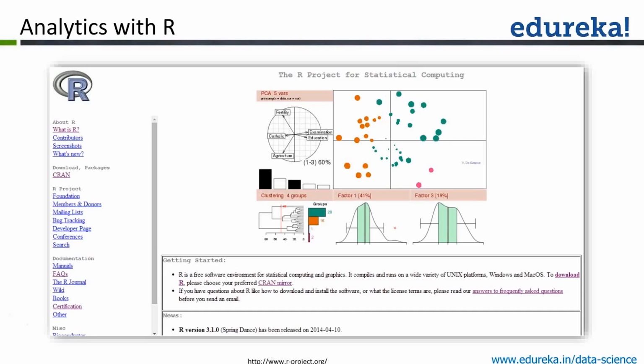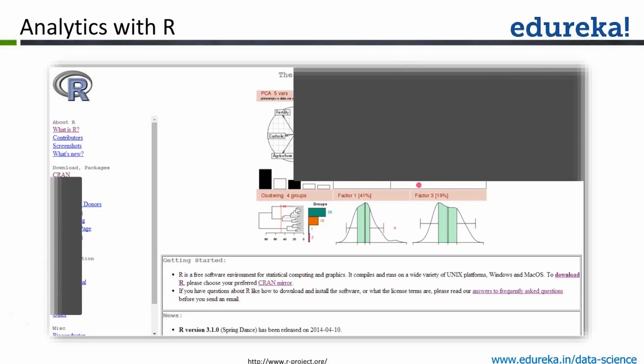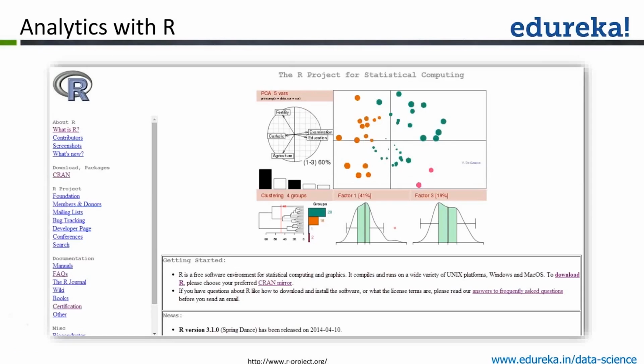Okay, and it is also open source, just like Hadoop. R is also open source. Anybody can download it on your laptop, on your desktop. You can install it, whether it's Windows or Mac or Linux, doesn't matter. R is available on all of those platforms, and yeah, you can install it and start playing with it.